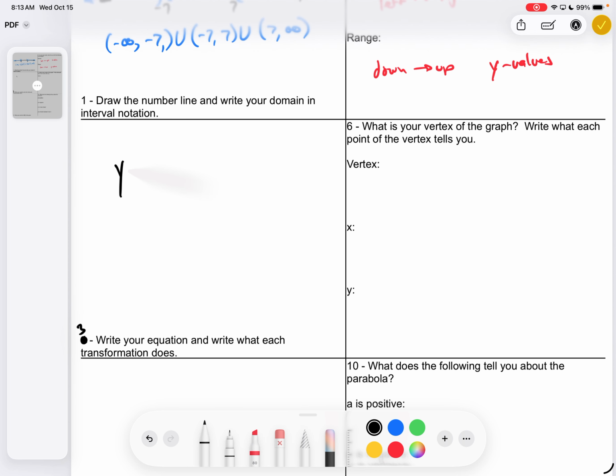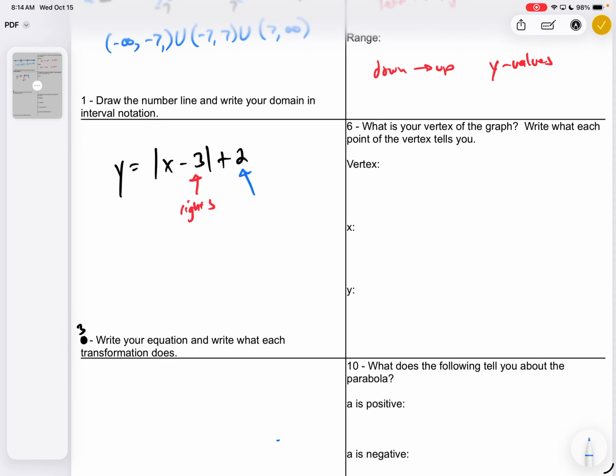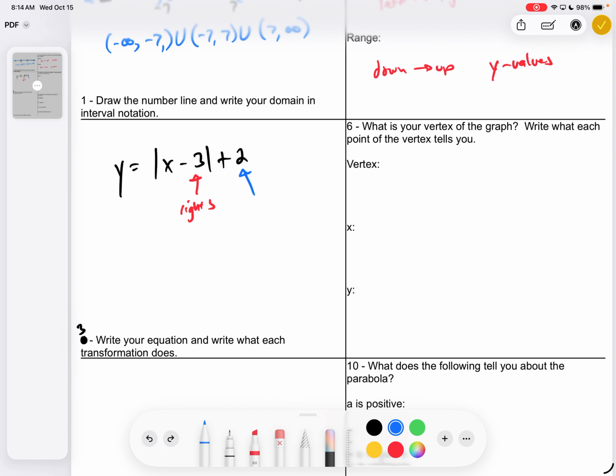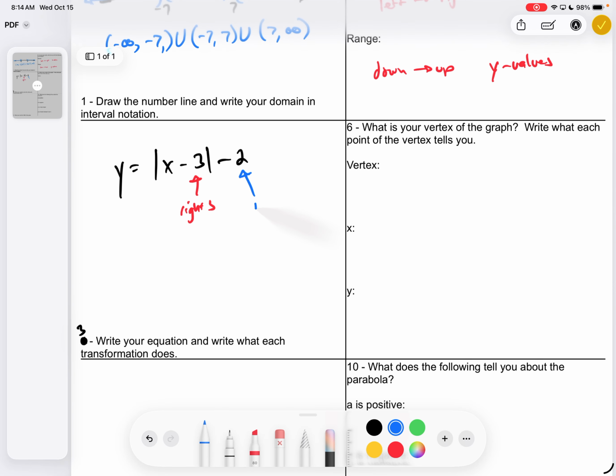So our equation was the absolute value of x minus 3, plus 2. So I just kind of want you to write what I had right there. I want you to write that it goes to the right 3. And that one goes, oh, it was minus 2, wasn't it? That one goes down 2. So this would work a lot better on number 3 than it would number 4.